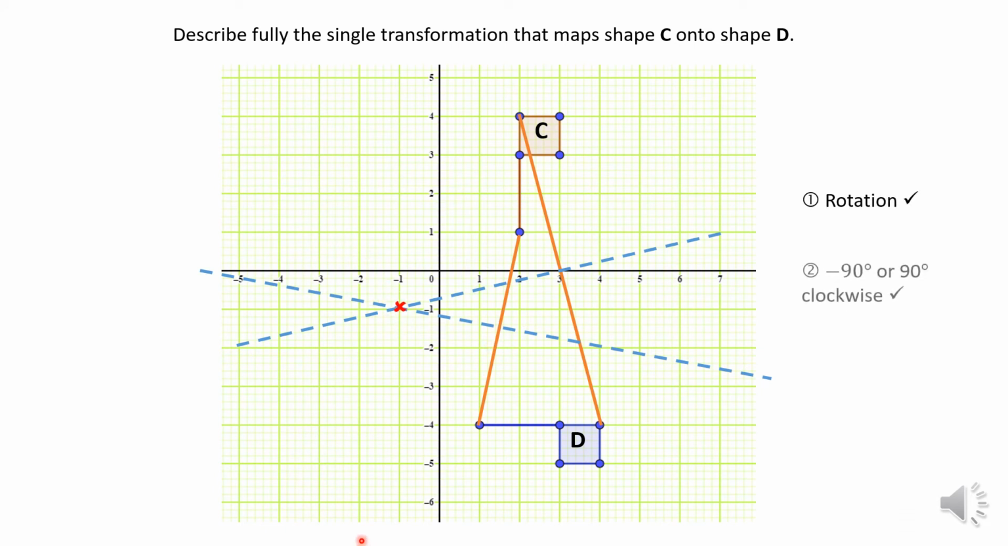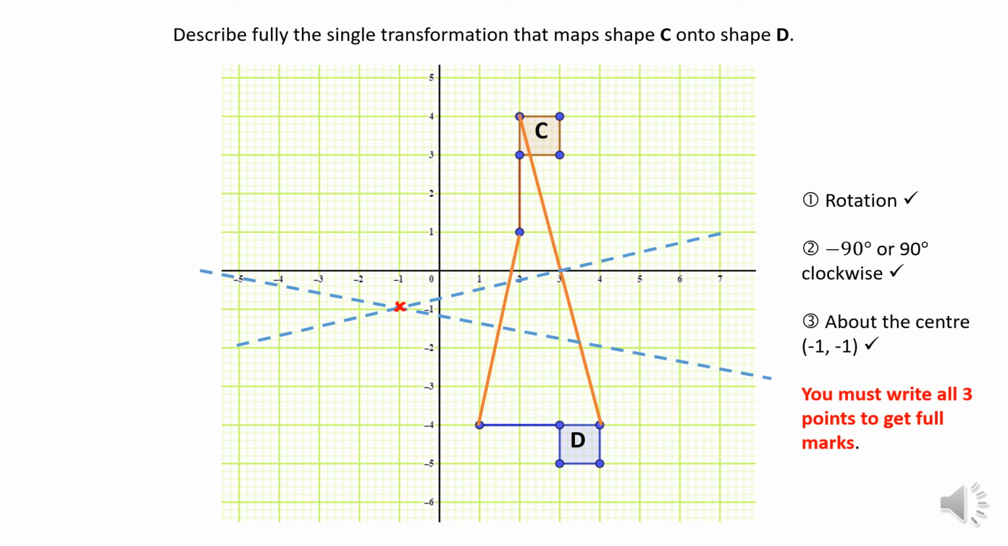So you say rotation to get a mark. From C to D, that is 90 degrees clockwise, or simply write minus 90 degrees. It means the same thing. And then the center of rotation, as you can see, is the point (-1, -1). So again, you can't find that point, but you can describe it. It's better to get two out of three than nothing out of three. But find that. It should not be very difficult. You should be able to find the center of rotation in an examination question in less than a minute.